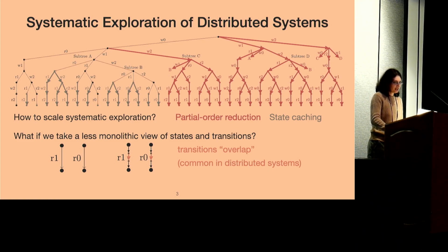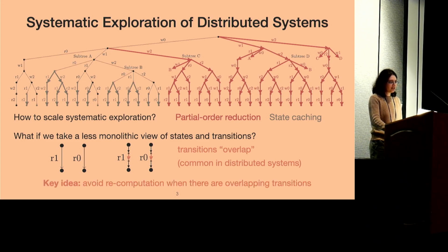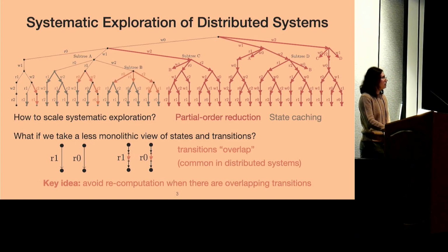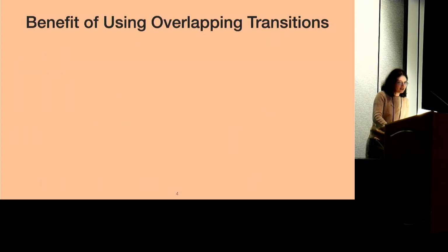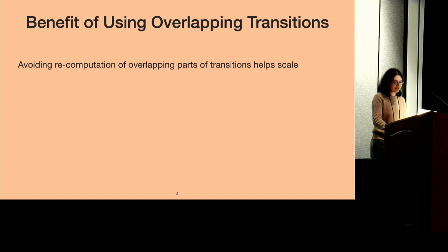So the key idea in this work is that we should try to avoid doing this redundant computation when we have transitions that overlap like this. And if we do that for this example, then for all of the transitions now shown in orange, we don't need to separately compute these transitions because they overlap with others in the system. So if we do this kind of thing and use the key idea that I just described, this can really help us scale exploration.